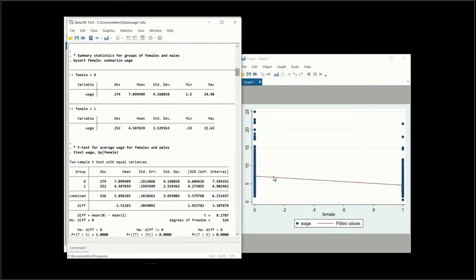And the slope of this line is minus 2.51. That's the coefficient on female. And the other thing that's noticeable here is that this intercept here would be 7.10, and this other point, which is the intercept for women, would be 4.59. So that's how this one looks.